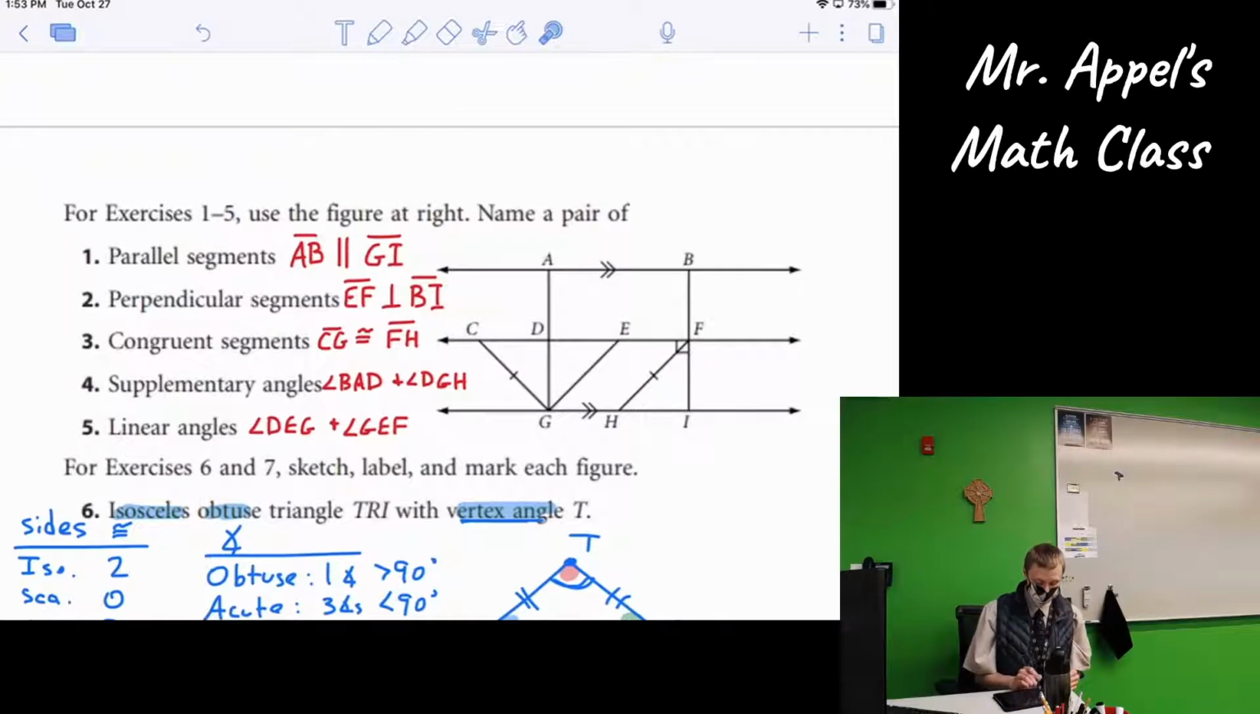Interestingly, every linear pair of angles will also be supplementary. So any answer you have for 5 could also be your answer for 4. Anything that meets this will also meet that. But there's some additional types of pairings here that would be supplementary, and that's an example I gave here. I used BAD and DGH.